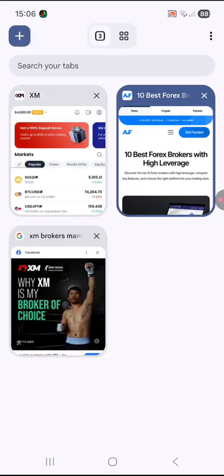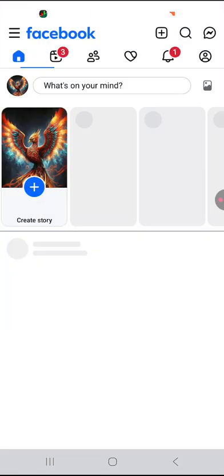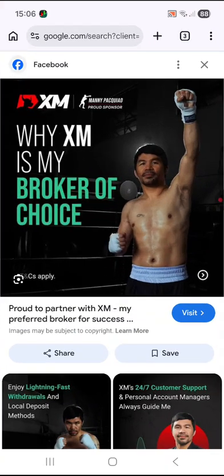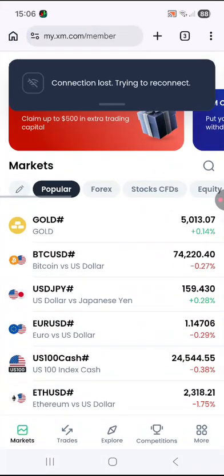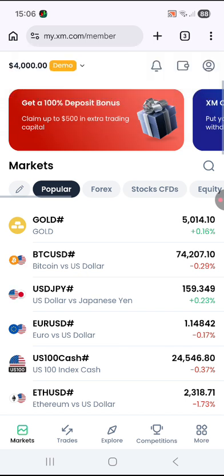I happen to use the same one Manny Pacquiao uses. So this is called XM Brokers. And you just want to register with the broker, okay? I'm not going to do that. So I actually have my account here. I'm all registered. I'm all logged into my XM broker account.